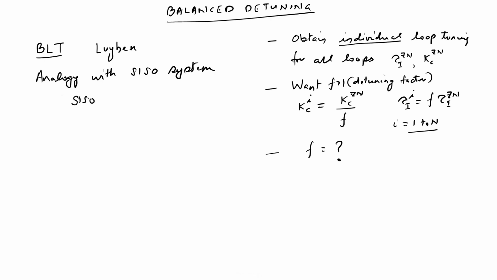So SISO and multivariable. In a SISO system, what's the closed loop characteristic equation? The closed loop characteristic equation is 1 plus GP GC is equal to 0. That's the closed loop characteristic equation. Its multivariable counterpart is determinant of I plus GP matrix times GC matrix is equal to 0.